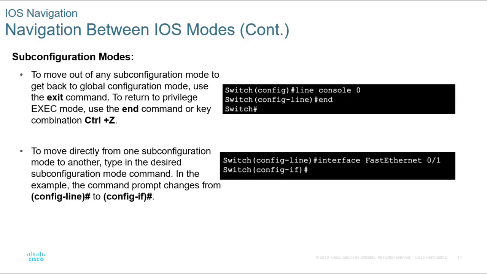Once you've done your configuration and you're in the sub-configuration mode, you would move up one level by using the exit command. If you want to go all the way out back to privileged exec, you would type end. You don't have to type exit twice. End will take you all the way back out to privileged exec mode, and the equivalent of the end command is Control Z. If you want to move from one sub-configuration mode to another, you can. You don't have to exit out of line mode back to config mode.